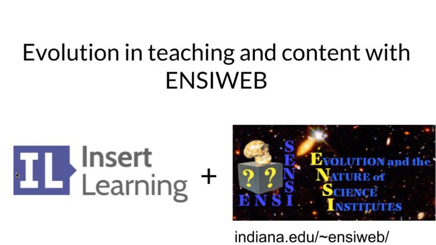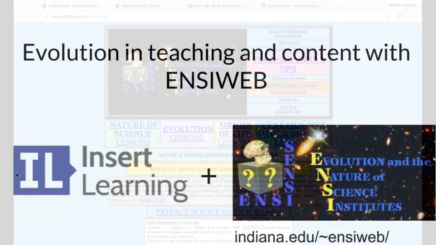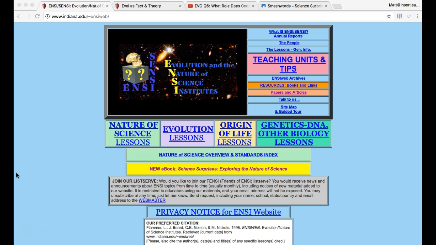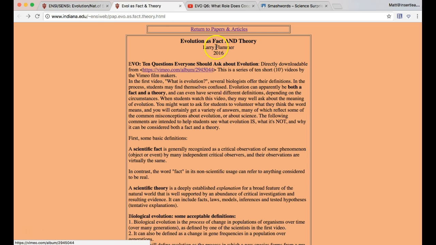If you're a life science teacher or NSTA member, you've probably heard of ENSIWEB. And if you haven't, you've got to check it out. They've got a great collection of hands-on activities and different articles all about evolution and natural selection. Some wonderful things to get your students thinking, including this one of evolution as fact and theory. Most of the content on here is written by Larry Flammer.